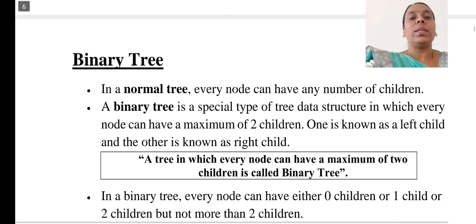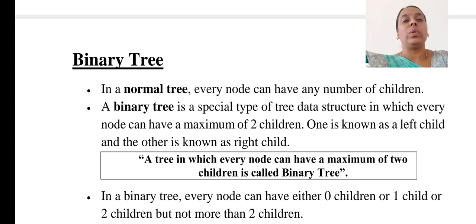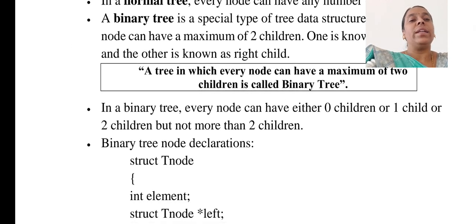The next one is the binary tree concept. What is a binary tree? What is a normal tree? What is the difference between the general tree and binary tree? In a normal tree, every node can have any number of children: one child, two children, three children, or four children. But in a binary tree, every node can have a maximum of two children, one left and the other right child. A maximum of two children is called a binary tree.